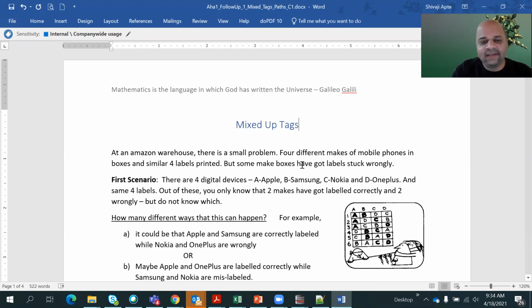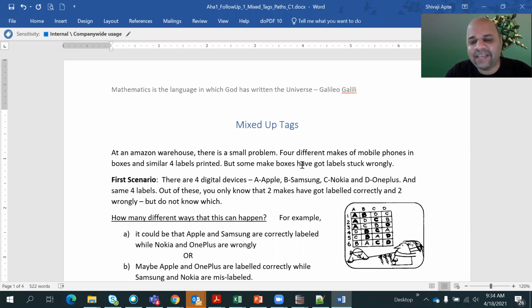Yeah. All right. Cool. So what we were looking at is a scenario where at an Amazon warehouse there are four different mobile phone makes, a lot of devices they have, right? And they print labels on it before delivering. You are all familiar. You must be ordering from Amazon, right? So let us consider that there are four devices.